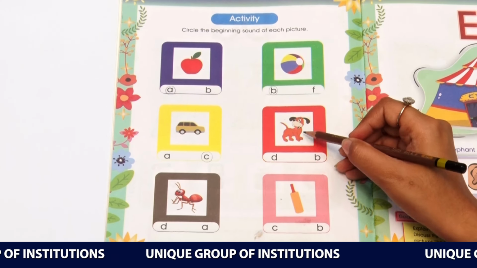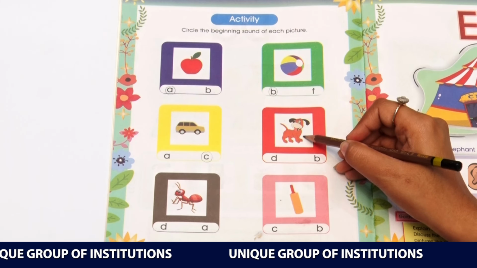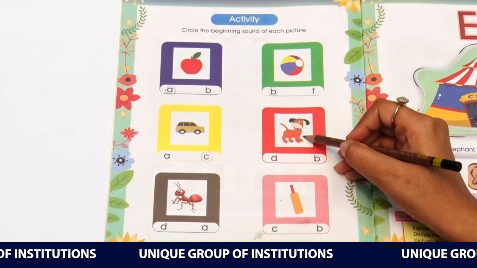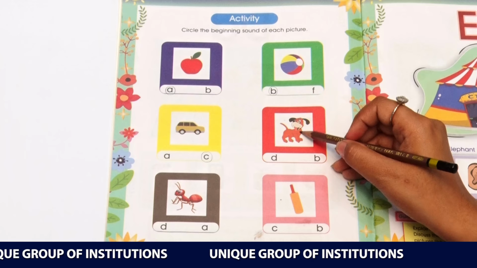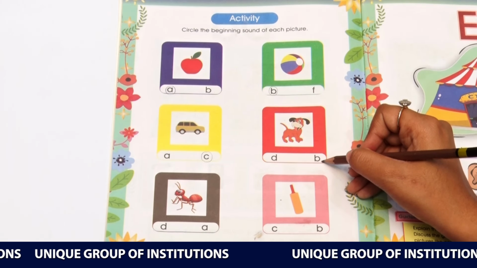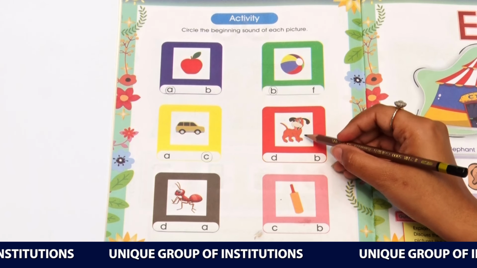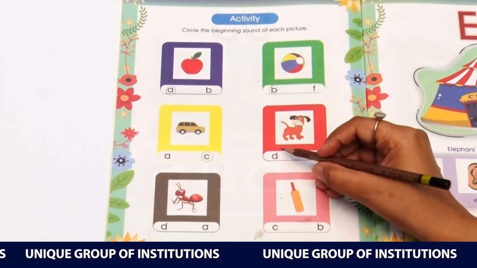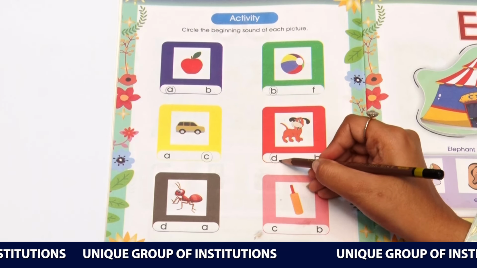Next, we have a picture of a dog. You have to remember the beginning sound of the letter D. D, dog. It's the letter B. B makes the sound B, but it's not like B. It's giving the sound D. Dog. So we have to circle D.